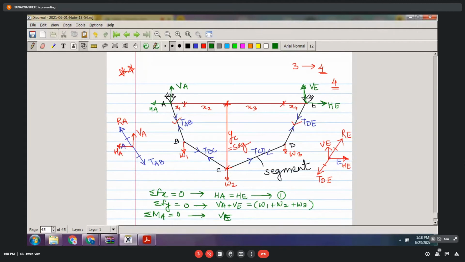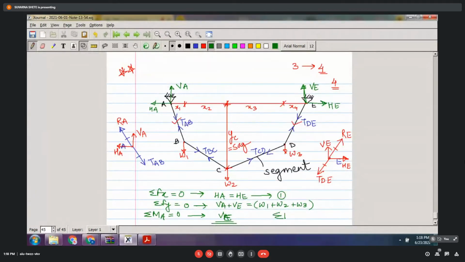W1 is known, X1 is known, it will create a clockwise rotational effect. W2 is known, its moment arm X1 plus X2 is known, again clockwise effect. W3 into X1 plus X2 plus X3, again clockwise effect. The only anti-clockwise effect will be of VE, that is VE into X1 plus X2 plus X3 plus X4. Is it clear to all? हे समजलं सगळ्यांना?